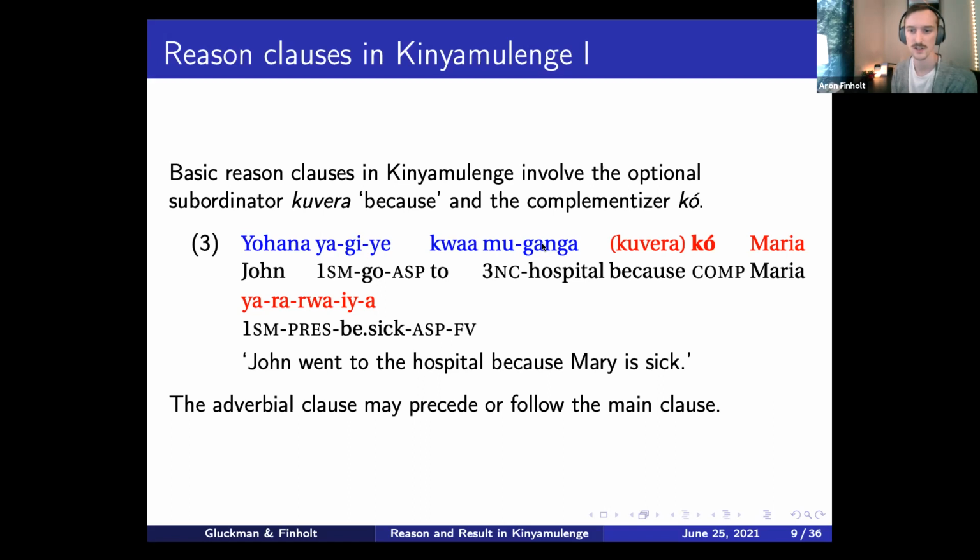Here we see that the reason clause, because Mary is sick, is introduced by this optional subordinator kubera and the obligatory complementizer ko. And note that this adverbial clause, the reason clause here, can either precede or follow the main clause, but in both cases we still get these two components, the optional subordinator and the obligatory complementizer ko.